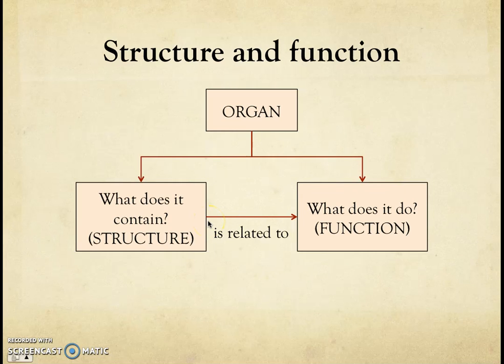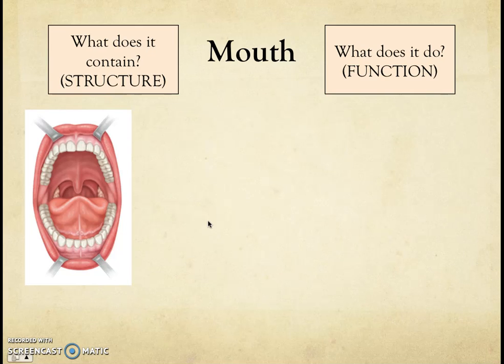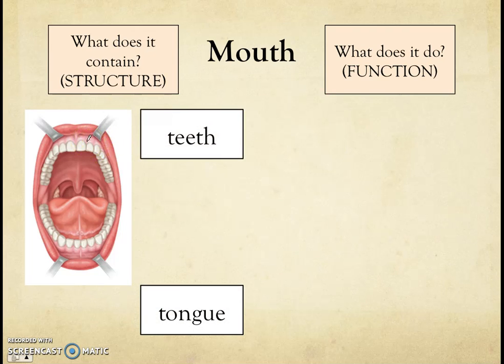Now I want to start us off with the mouth. Look at your friend next to you and open your mouth wide. Now, what do you see? What does your mouth contain? What structures do you find inside your mouth? Well, very clearly you see your teeth and your tongue. Of course, there might be other things like this uvula, but you see your teeth and your tongue.